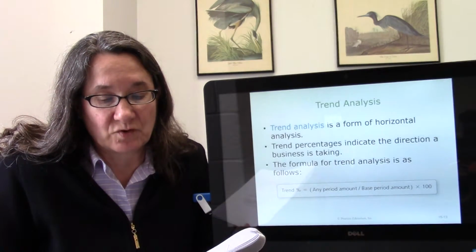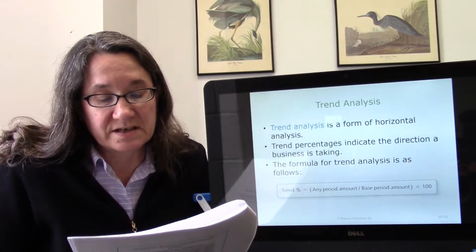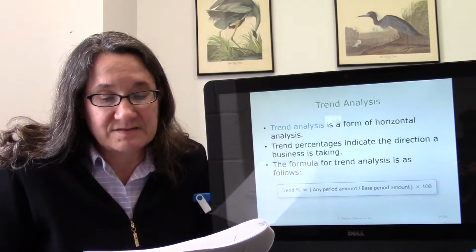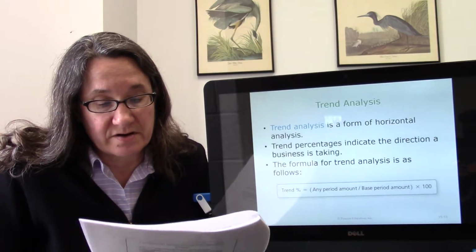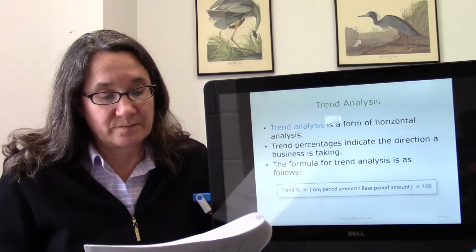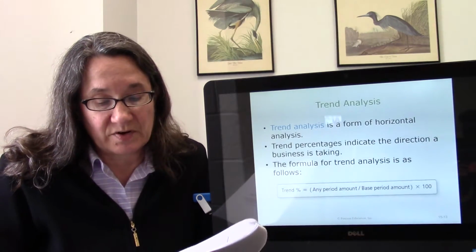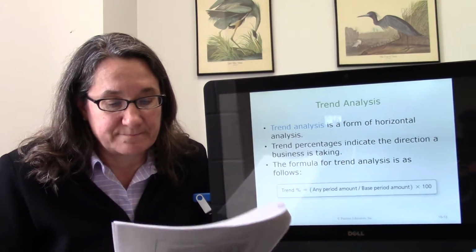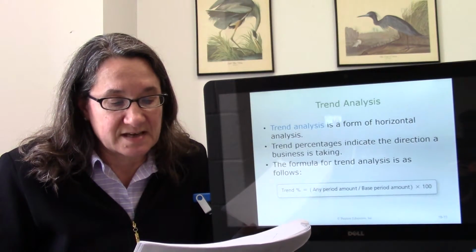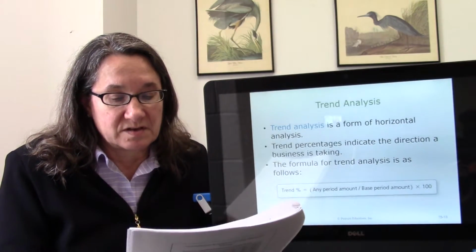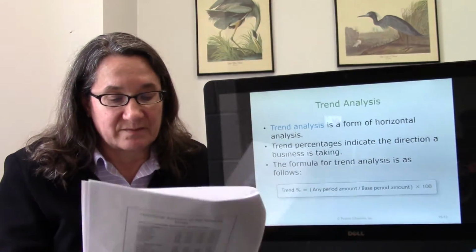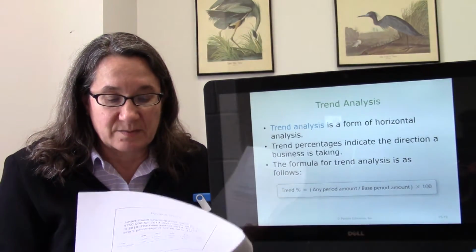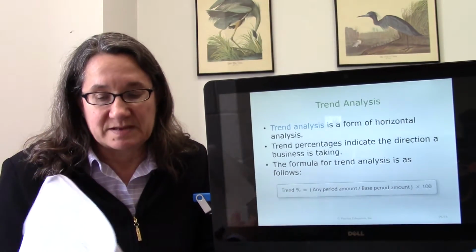Trend analysis is a special form of horizontal analysis. Trend percentages indicate the direction a business is taking. For example, how have sales changed over a 5-year period? What trend does net income show? Trend analysis percentages are computed by selecting a base period. The base period amounts are set to equal 100%. The amounts for each subsequent year are expressed as a percentage of the base amount. To compute trend percentages, we divide each item for the following years by the base period and multiply. Identify a base period, state all subsequent amounts as a percentage of the base period amount.